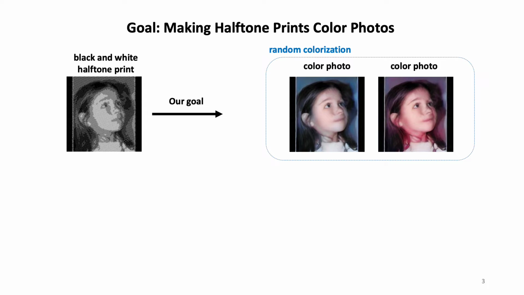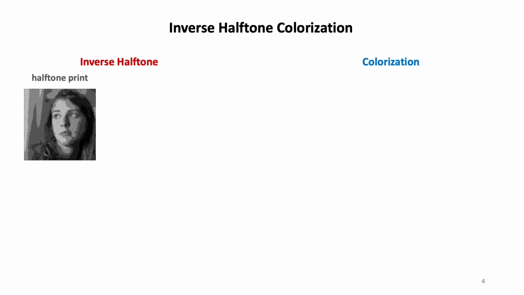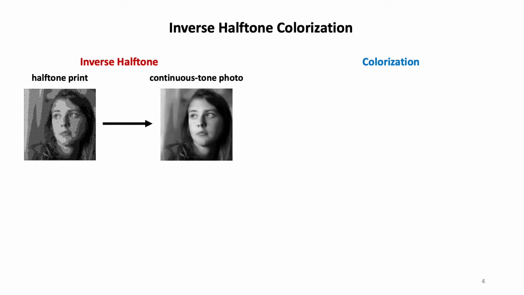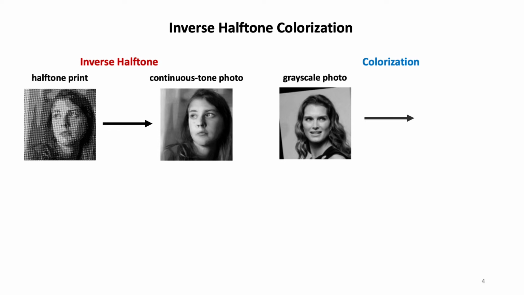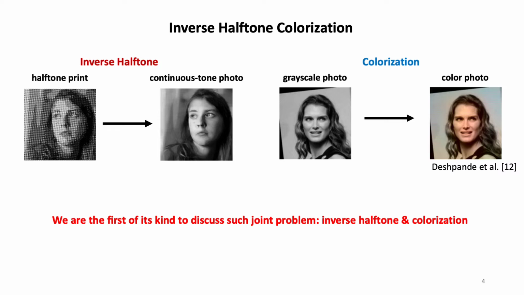Our method can support random colorization and exemplar-based colorization. Given a reference photo, we can generate corresponding colorization results. This task can be viewed as a joint problem of inverse halftone and colorization. Inverse halftone is to turn halftone prints into continuous tone photos. Colorization is to transform grayscale photos to color photos. Even though there already exist quite some prior works on either inverse halftone or colorization, to the best of our knowledge, we are the first of its kind to discuss such a joint problem.